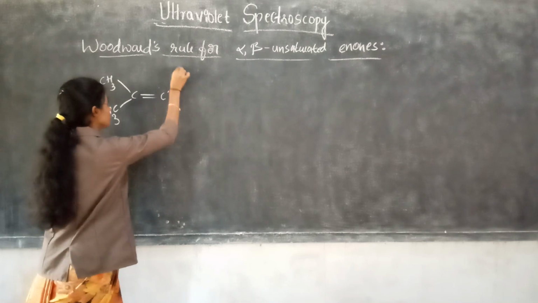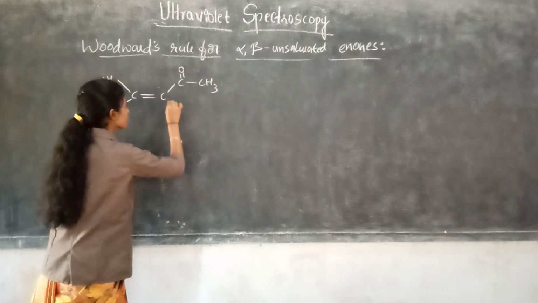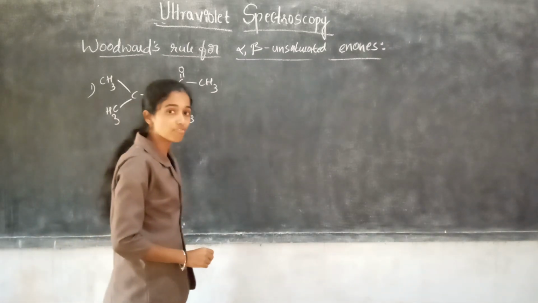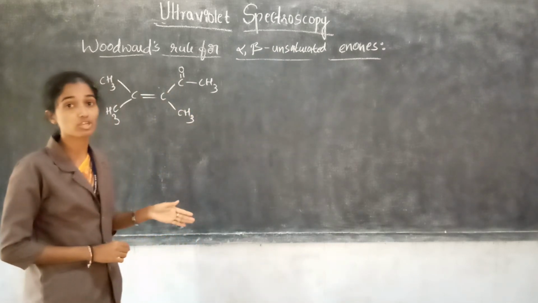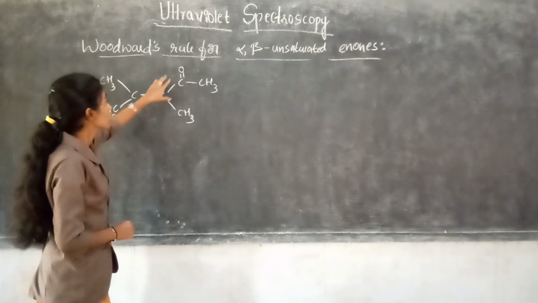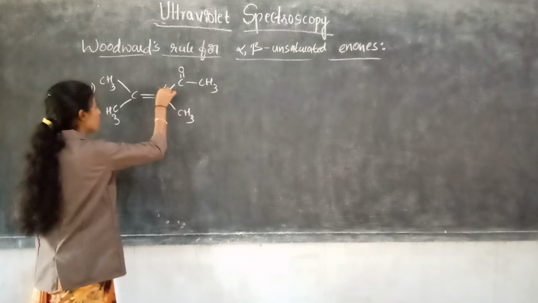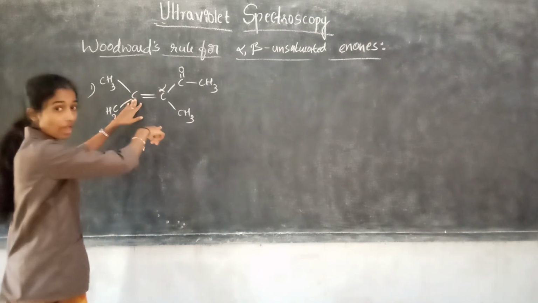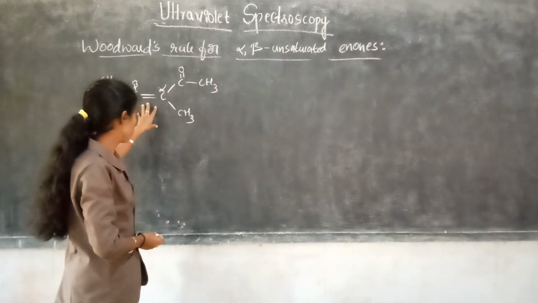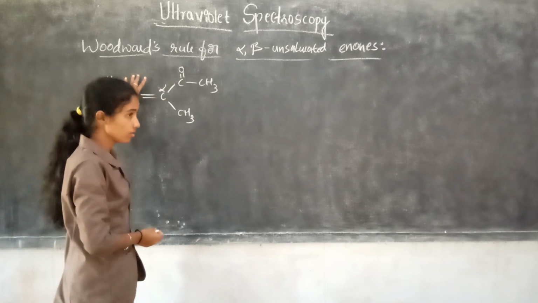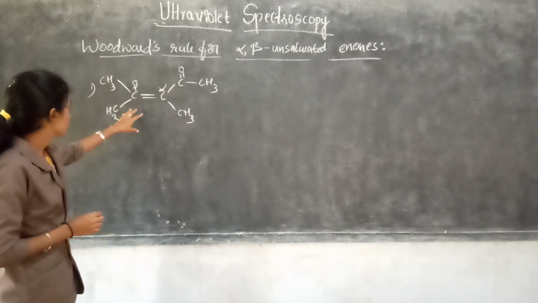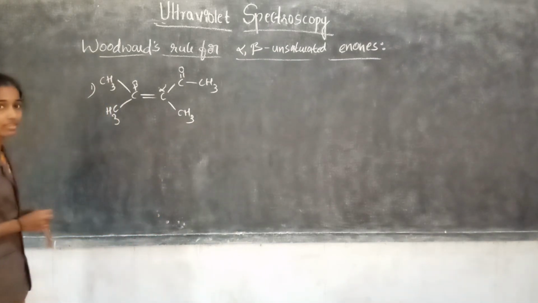This is an enone. By looking at this, we can say that this is a ketone. When we take a compound, the first thing we should notice is which is the alpha position and which is the beta position. The carbon next to the carbonyl carbon is alpha, whereas the carbon next to this alpha carbon is the beta carbon. Depending on whether they are at alpha or beta position, for different substitutions we have different values. By knowing these things, first we will calculate the absorption maximum.